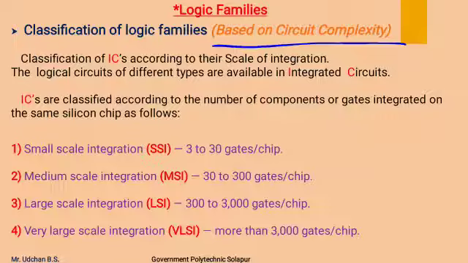The first one is the small scale integration, that is SSI. In this, 3 to 30 logic gates are used to manufacture a single silicon chip. The examples under this are all the logic gates.